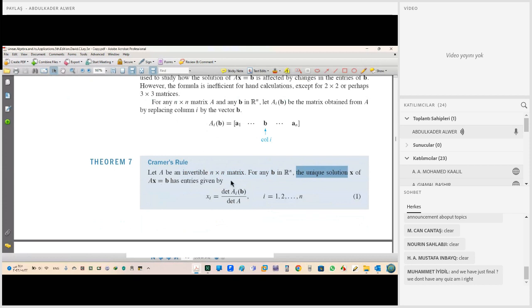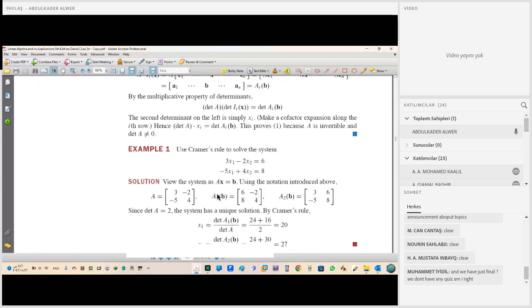So here A must be an invertible, square n by n matrix. The answer will not be one solution, not many solutions, or no solutions; it should be a unique solution, meaning there are no free variables. So how can we find x_i, x1, x2, x3? We use the determinant of A_i(b) over det A.